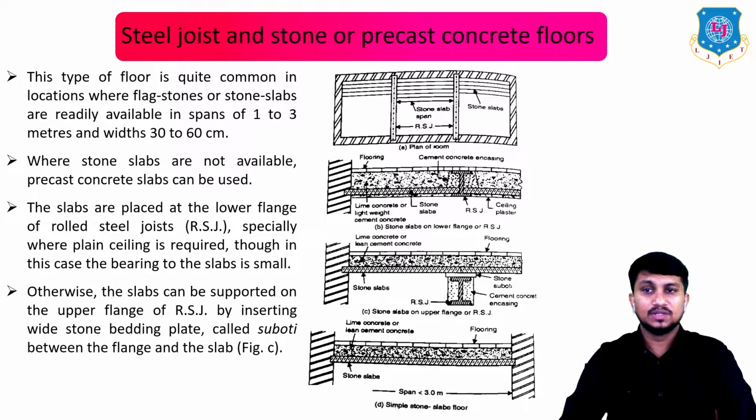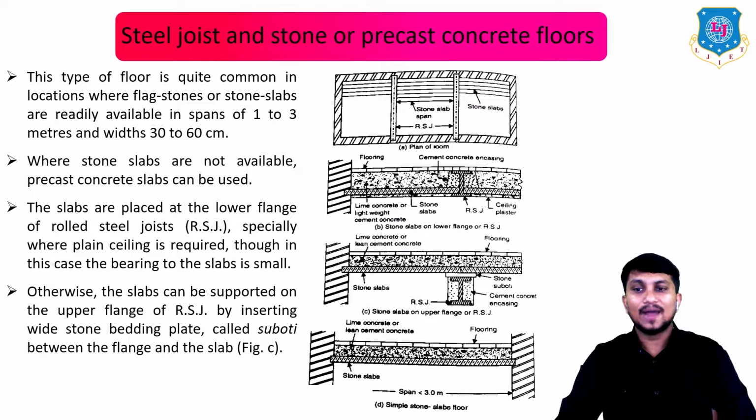Where stone slabs are not available, precast concrete slabs can be used. The slabs are placed at the lower flange of rolled steel joists. You can refer to figure B, especially where plain ceiling is required, though in this case the bearing to the slabs is very small. Otherwise, the slab can be supported on the upper flange of RSJ, which is rolled steel joist, by inserting a stone bedding plate. You can clearly see this in figure C, between the flange and the slab.